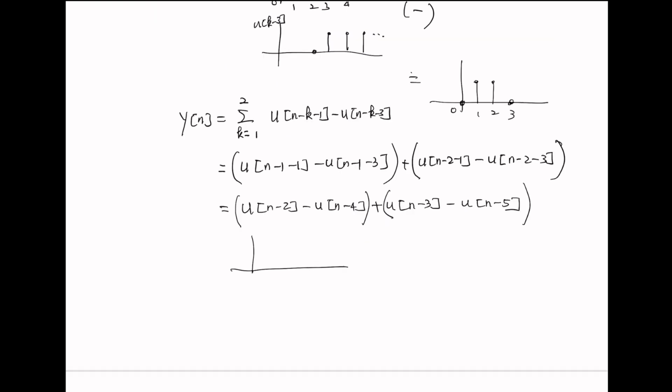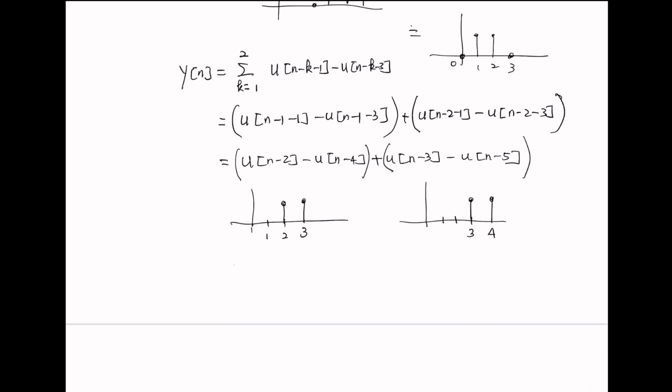For the first part, we have u of n minus 2, which is starting at 2, and we're going to have 2 and 3 because we're going to subtract from 4. And then for the second part of the graph, we have u of n minus 3, at 3 and 4, and then we're going to subtract from 5. That's all we have.